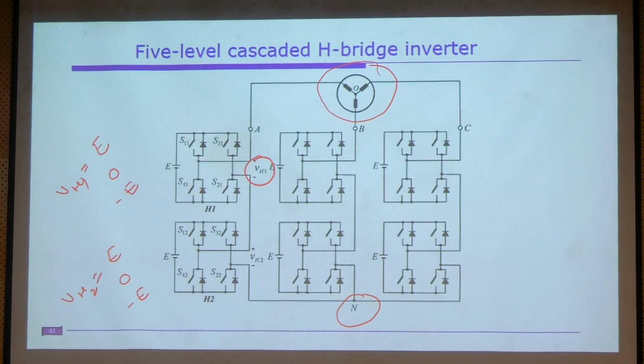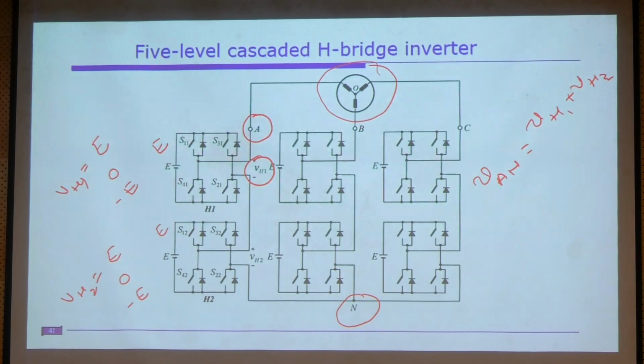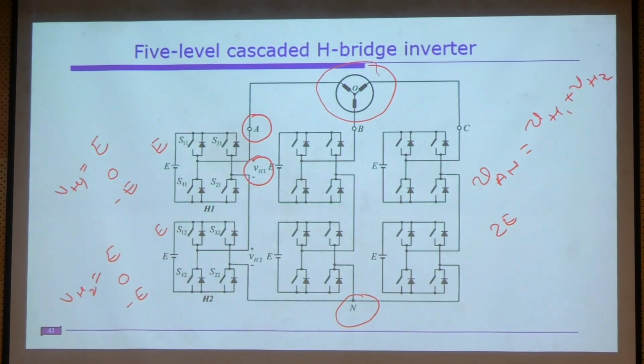Understood? What is VAN? So VAN is VH1 plus VH2. Agree? Correct? If you maintain E voltage here, and at the same time this is also E, what is VAN? You will get 2E, right?